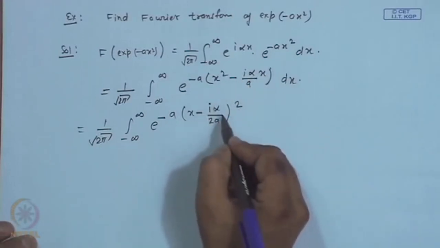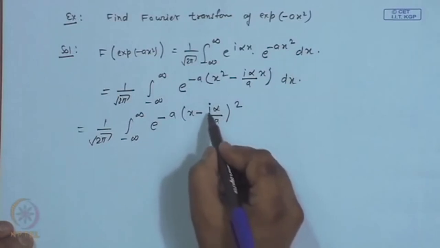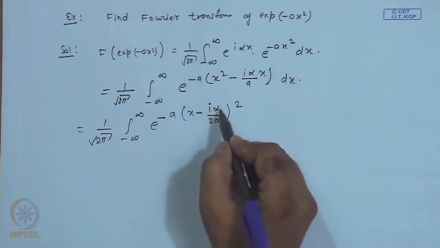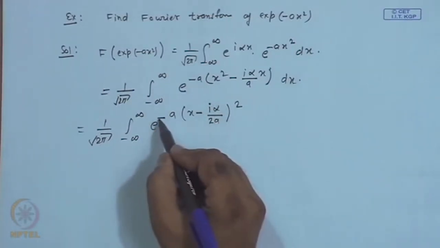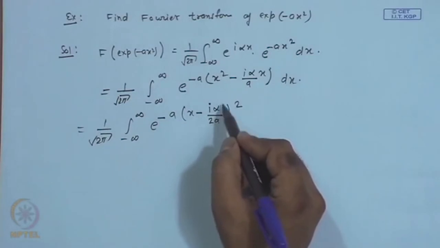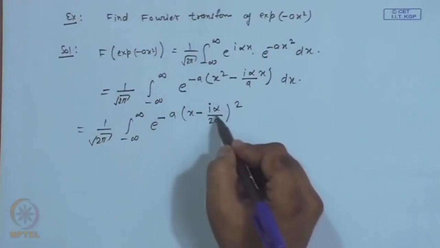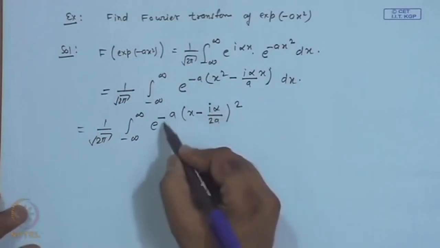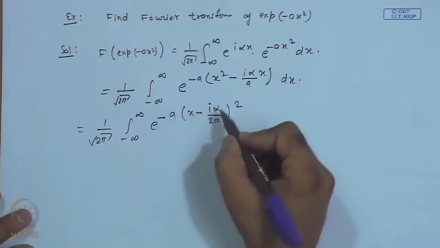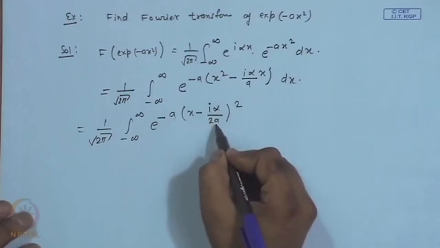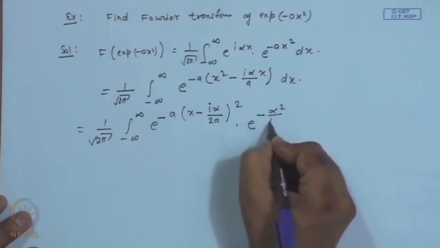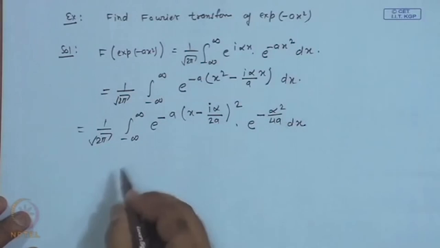So what additional term we have here, the square of this, that is i square alpha square over 4a square. We have i square is minus 1, so minus alpha square over 4a, and minus was here, so we have plus alpha square over 4a, because the 2a whole square, so with this a square is cancelled. So we have here the extra term e power plus alpha square over 4a, so then we have to subtract that alpha square over 4a, and dx.